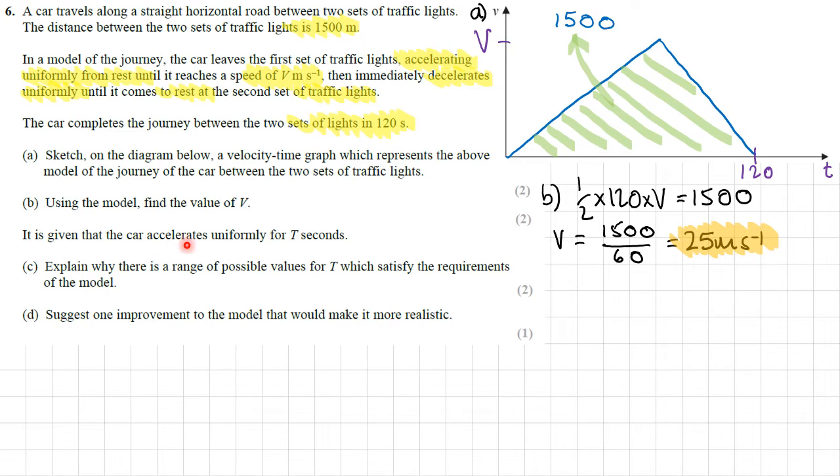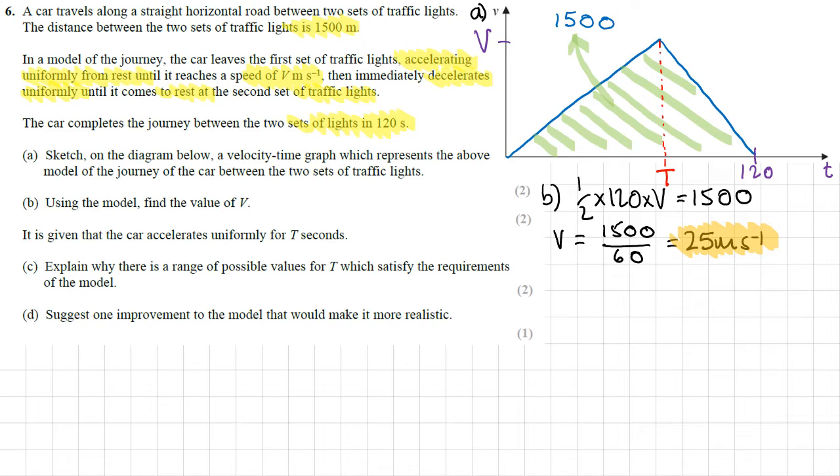Okay, moving on to part C. It is given that the car accelerates uniformly for t seconds, right? So let's put that in on our diagram. So this value here is t. Explain why there is a range of possible values for t which satisfy the requirements of the model.